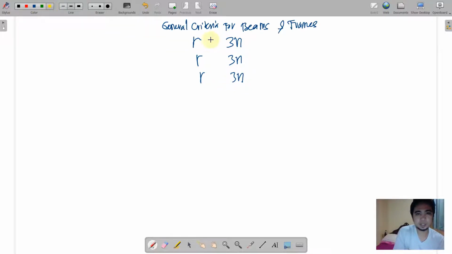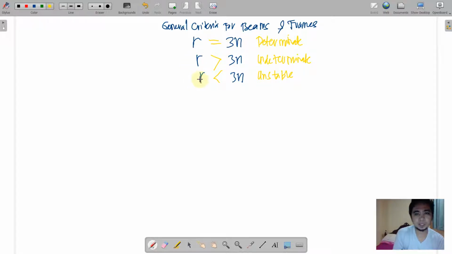So the first is if your R will be equal to 3n, then this will be determinate. And then if your R would be greater than 3n, this will be now indeterminate. And the difference or the excess of R to 3n is the degree of determinacy. So if R is less than 3n, this is unstable. So this is the general criteria for beams and frames.